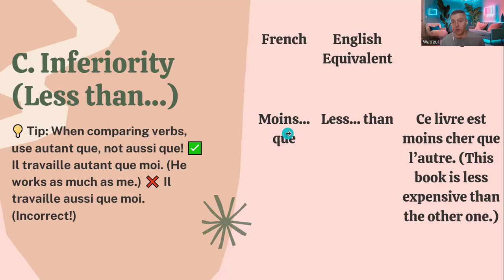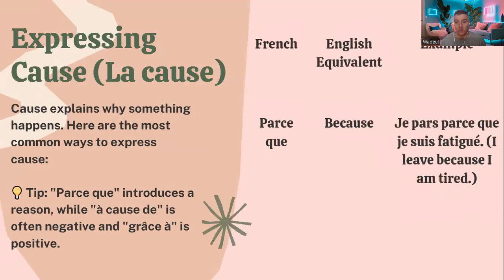So now let's go to moins que. Ce livre est moins cher que l'autre. This book is cheaper than the other. Okay? So this is very important to remember. If you understand the example, you're good to go. So now, the last one, very important one.